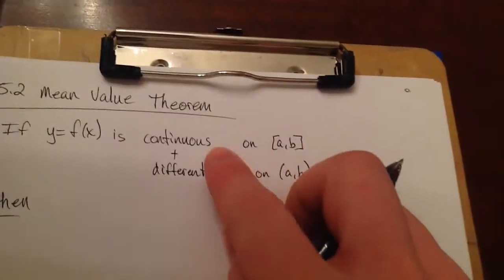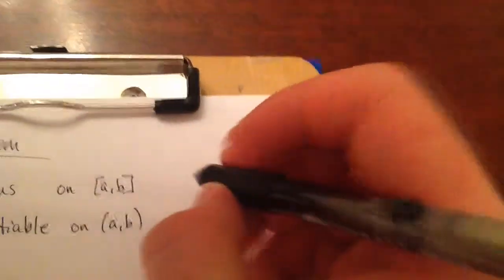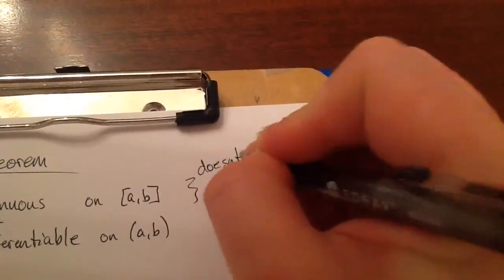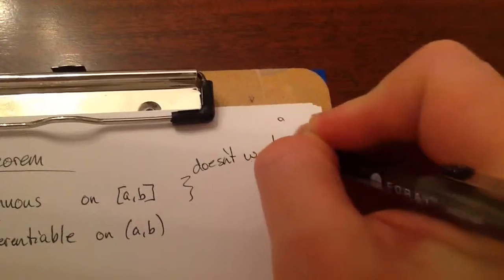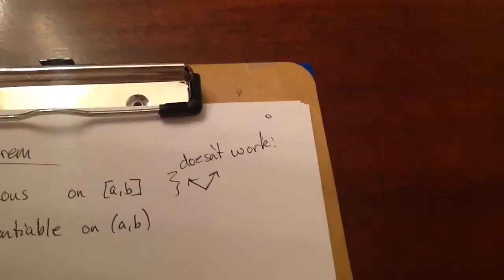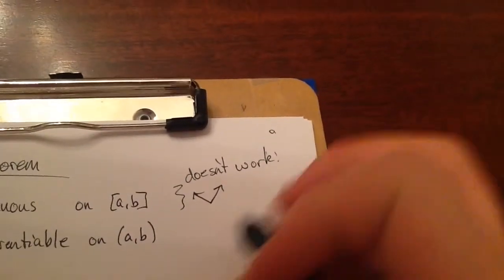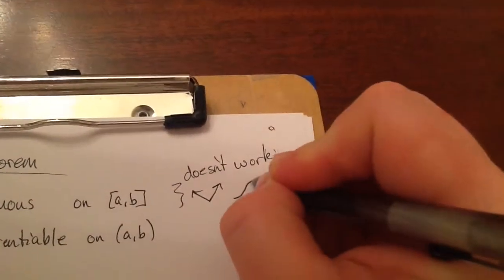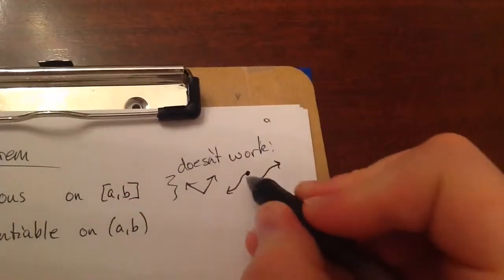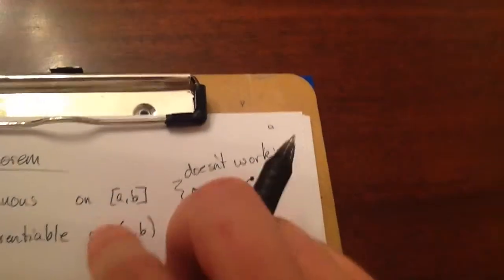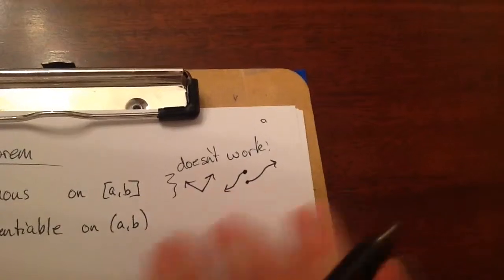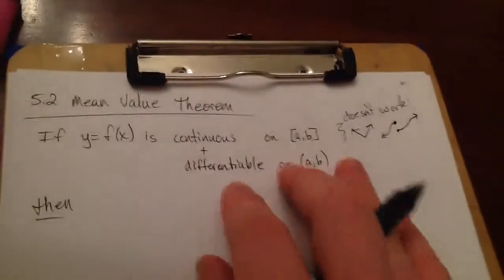So again, this theorem does not work if there's like an absolute value graph, because that would not be differentiable at that point, at a corner. Any breaks where it's not continuous, remember? So if you had something like that, it's not continuous right there, there's a gap, this doesn't work. That's also not differentiable right there. So anything like that.